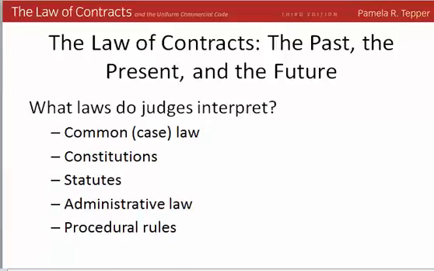Case law is derived from judge-made decisions interpreting the various types of law, which include common law, which we've just talked about, constitutions, statutes, administrative law, and procedural rules, both on the federal and the state level. Case law builds its decisions based upon past precedents, upon which judges rely.